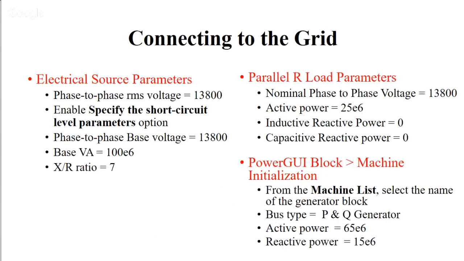So we have already covered the electrical power source. We have to enable and specify the short circuit level parameter, in which we have to provide the phase-to-phase base voltage, base VA and X by R. Similarly, in the powergui block, we go for machine initialization and the machine list. In the machine list, we check that the bus type should be a PQ generator type, and then we have to specify the active power and reactive power in that circuit.